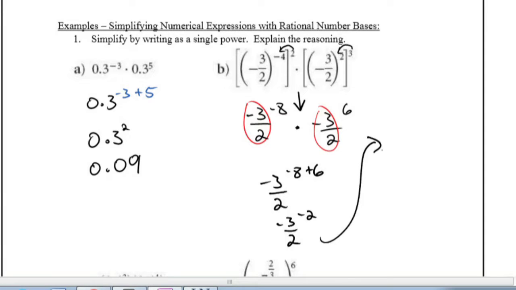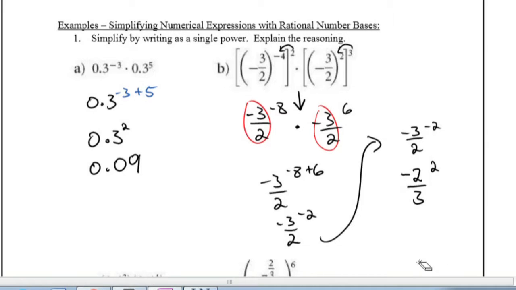And I'm kind of running out of room here. Negative 3 over 2 to the power of negative 2. I want to get rid of my negative exponent. In order to do that, I am going to take the reciprocal. And one thing that I always do is I leave my negative sign on the top.